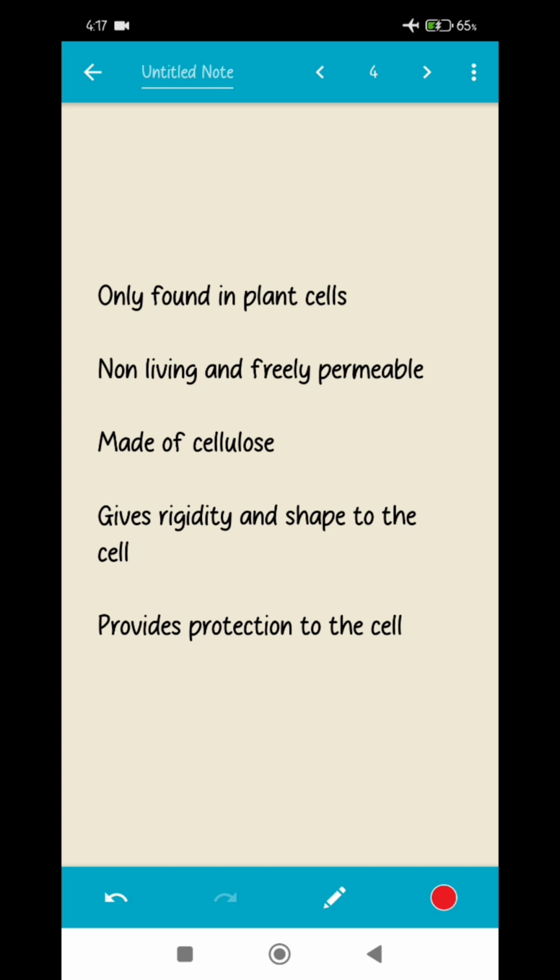Since plants are more or less always exposed to environmental conditions, they need an extra layer of protection. This is the reason that they contain a cell wall, which is not just protecting the cell from the external environment, it is also giving it a tough, rigid exterior. It provides protection to the cell, like I already discussed.